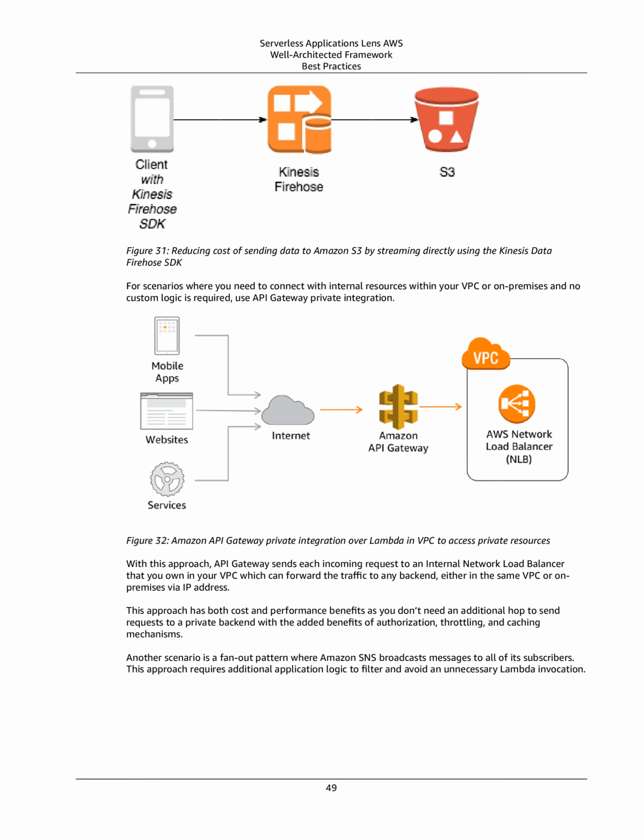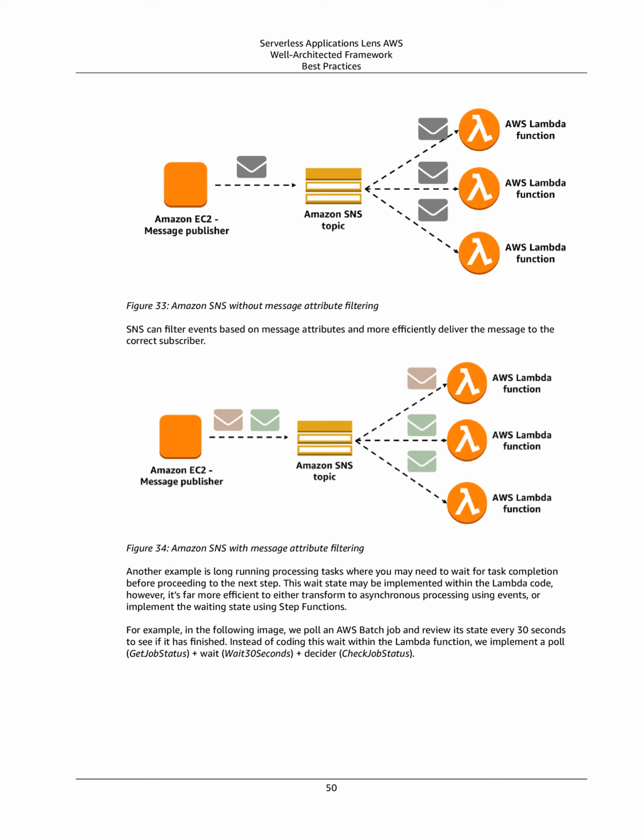Another scenario is a fan-out pattern where Amazon SNS broadcasts messages to all of its subscribers. This approach requires additional application logic to filter and avoid an unnecessary Lambda invocation. SNS can filter events based on message attributes and more efficiently deliver the message to the correct subscriber.